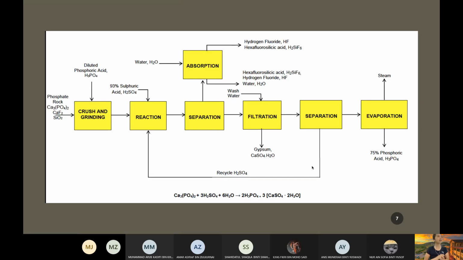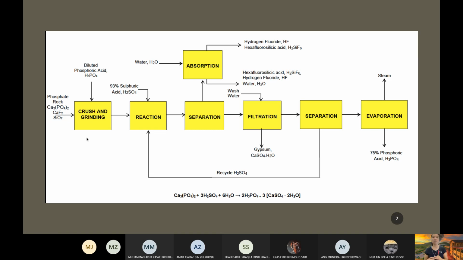Okay, so this is an example of a block flow diagram from, I think, your seniors. So kamu tengok proses dia bermula dengan first dia pre-treatment dulu, dia crush and grind dulu. I think this one is production of phosphoric acid. So first part dia preparation, raw material preparation, dia crushing dengan grinding dulu.